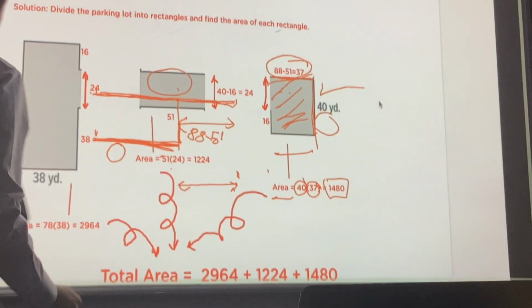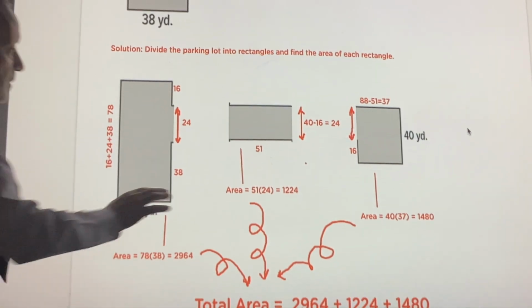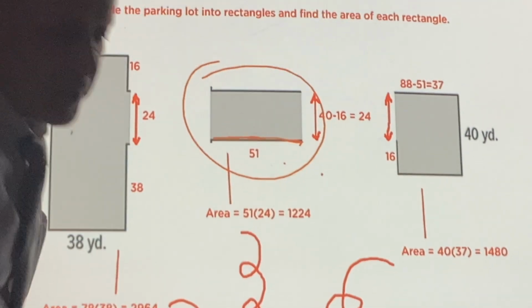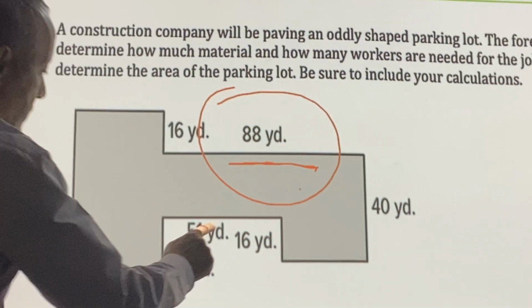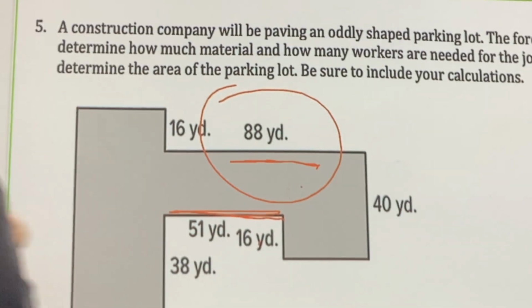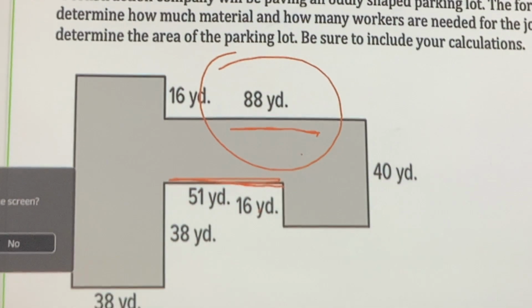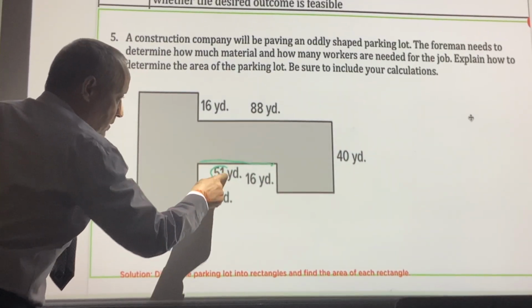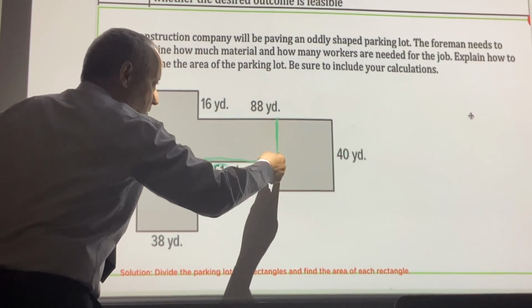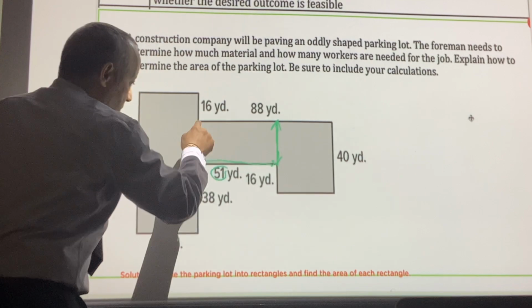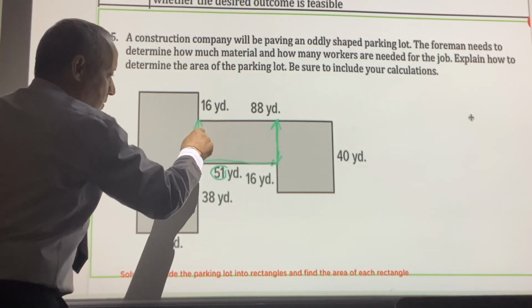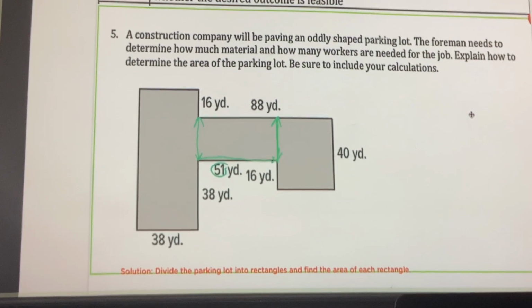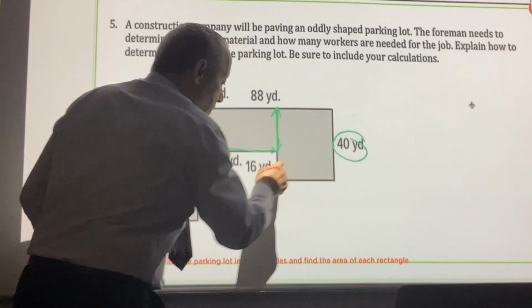Let's come to this part. Let me clear now. This one is 51. It's given. Can you see it? This bit is 51. How much is this? Who can tell me? How do I get this? 40 minus 16, well done.